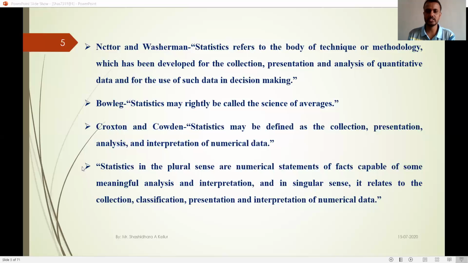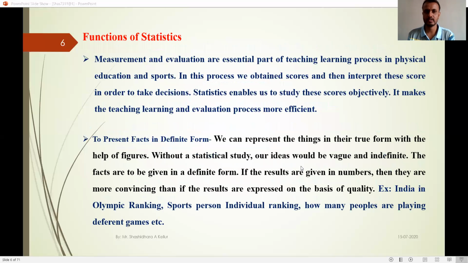In general definition, statistics in the plural sense are numerical statements of the fact capable of some meaningful analysis and interpretation, and in the singular sense, it is related to collection, classification, presentation, and interpretation of numerical data. Then we will move to the important aspect in statistics, functions of statistics.